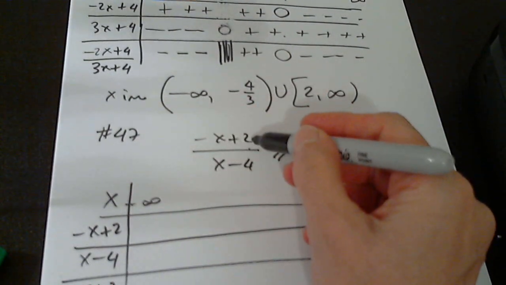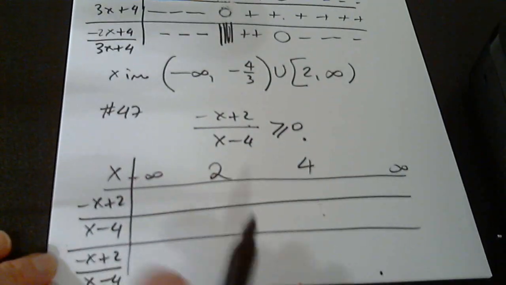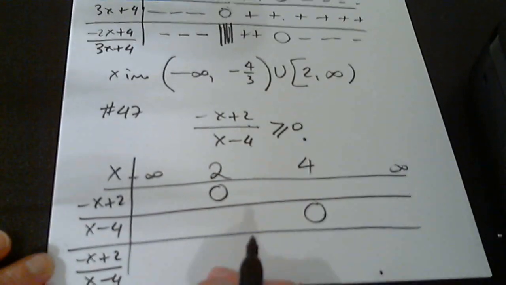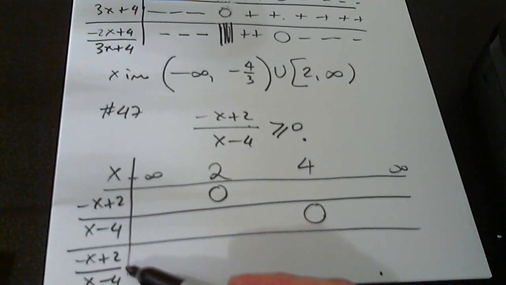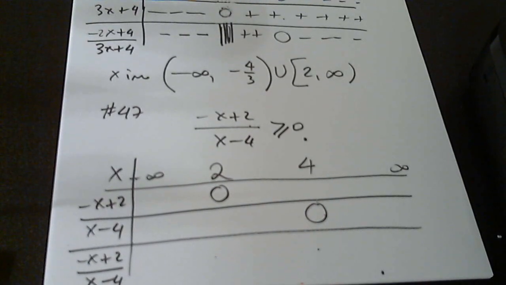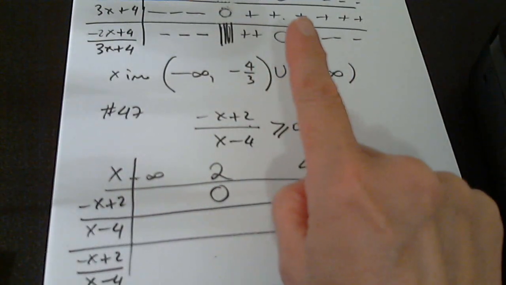This is 0 when x is 2, and this is 0 when x is 4. This is 0 here. This is 0 here. Good. So what happens with the ratio when x is 2? What happens with the ratio when x is 4? They're both 0. Careful. A fraction is 0 only when the top is 0.